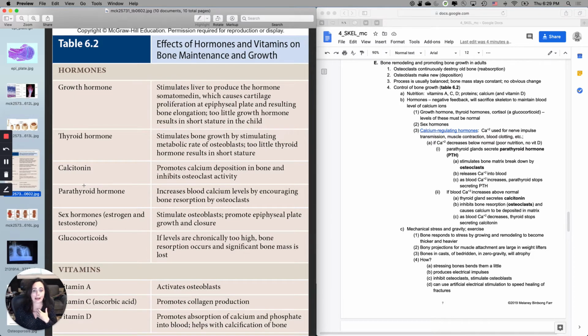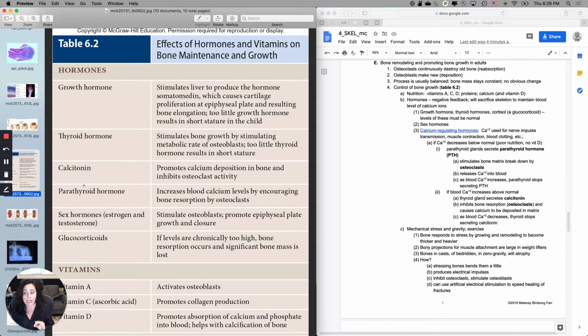Okay, so that is assuming, though, that you have all of these things that you need in order to maintain your bone mass. You don't have to memorize this because it's in your notes, but this is also table 6.2 in your textbook. So in order for an adult to have healthy, normal bone mass, you need nutrition. You need vitamins A and C. You need vitamin D for calcium absorption. You need proteins to make the proteins in your bone. You need calcium as well.